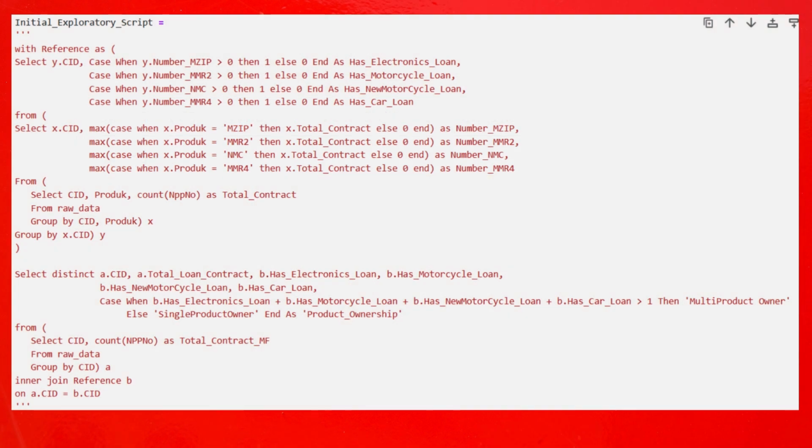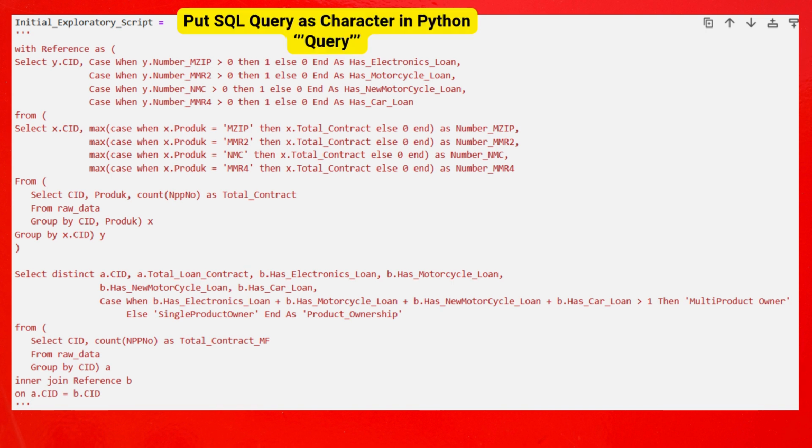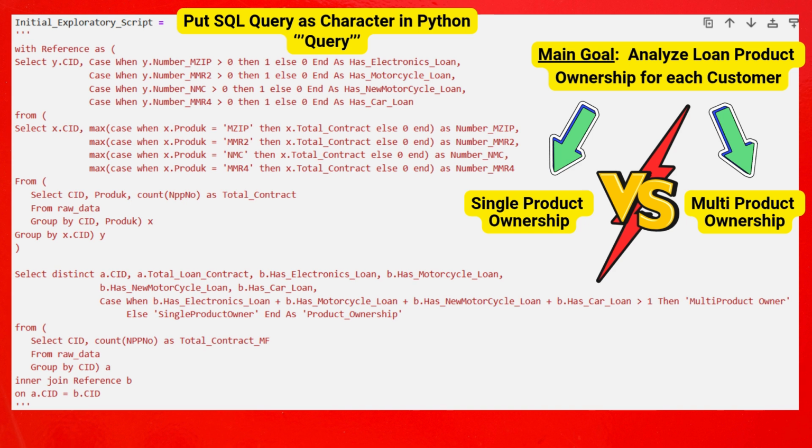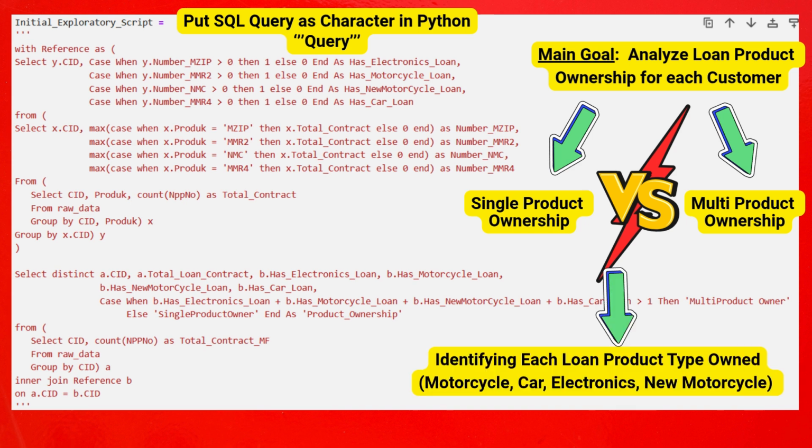Now, let's explore the complex data manipulation using SQL and Python. Basically, you just write a typical SQL statement as a string. The purpose of this SQL query is to analyze customer loan product ownership, whether single versus multiple loan product owners, by identifying which loan products each customer has, and how many total loan contracts they hold. It produces a final table that shows whether customers own products like motorcycle, car, electronics, or new motorcycle, along with their total number of loan contracts.